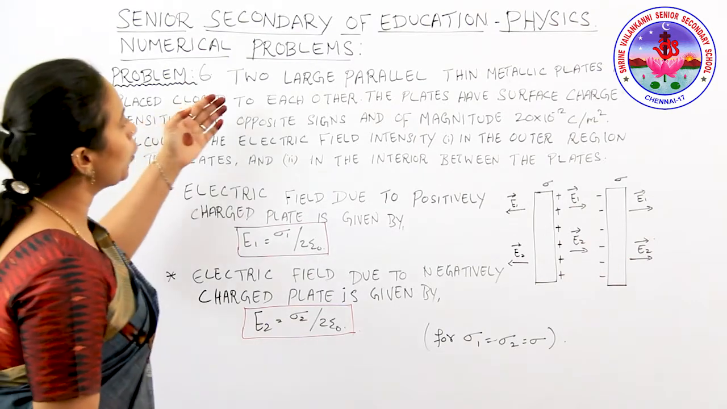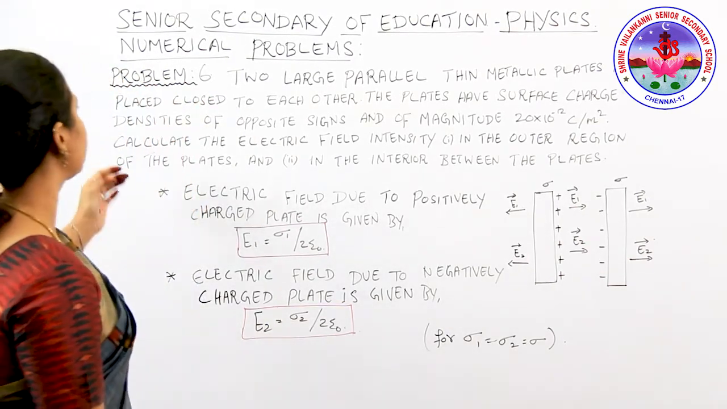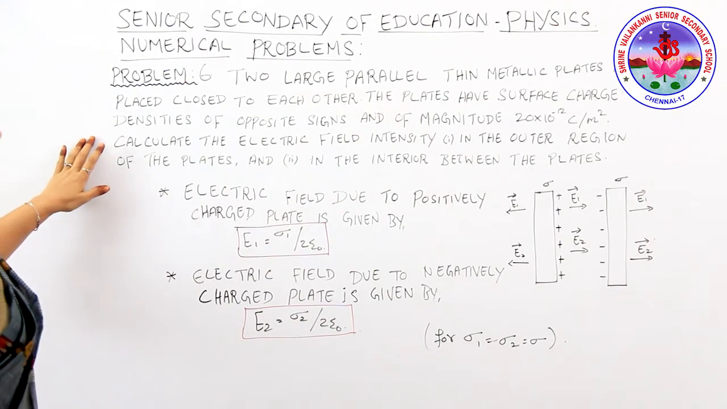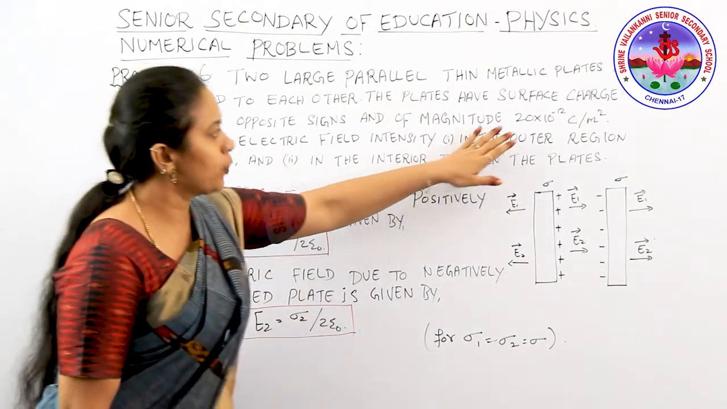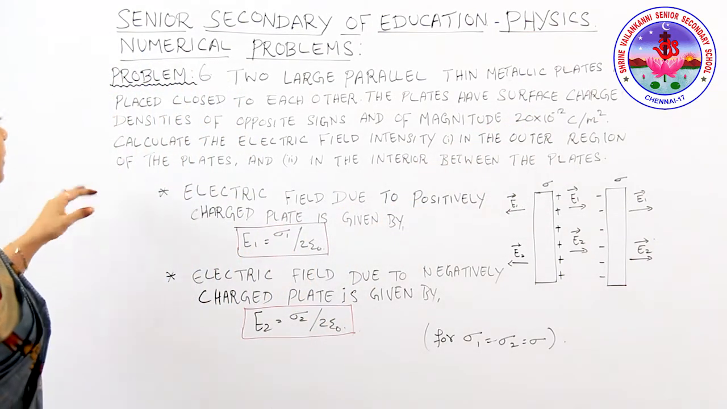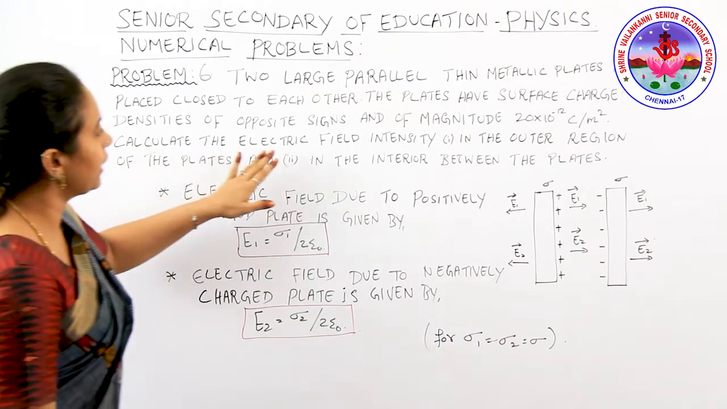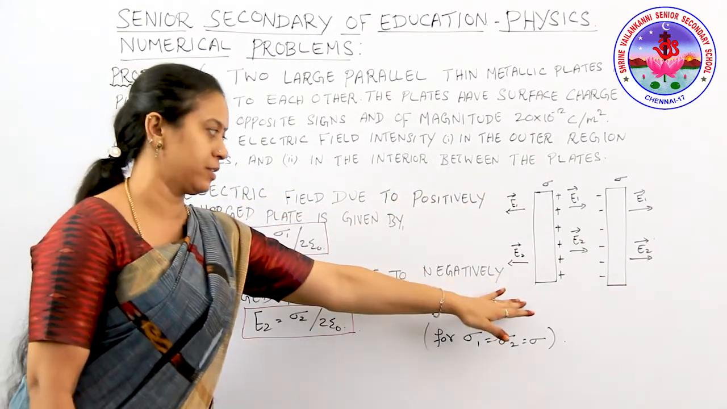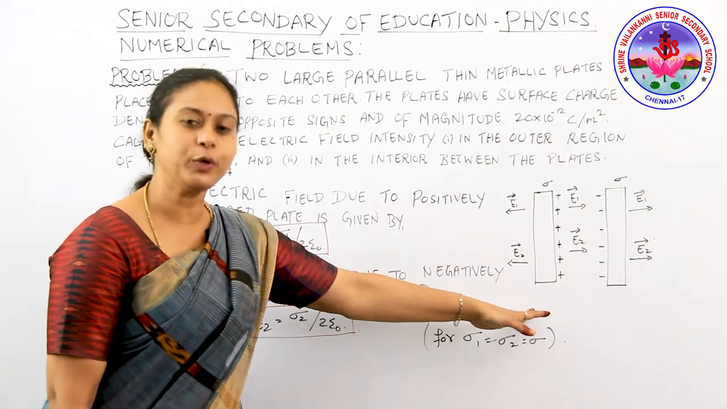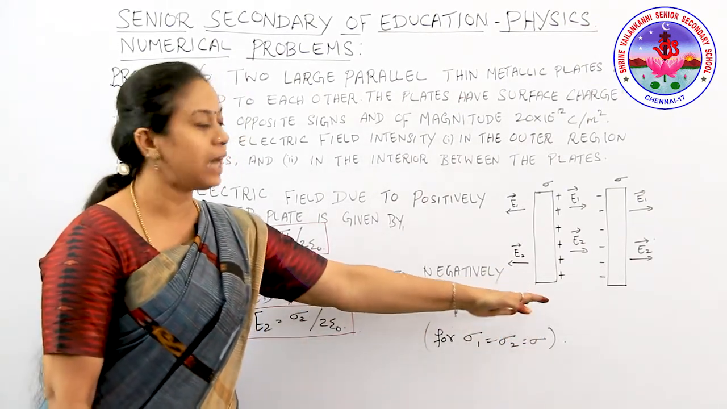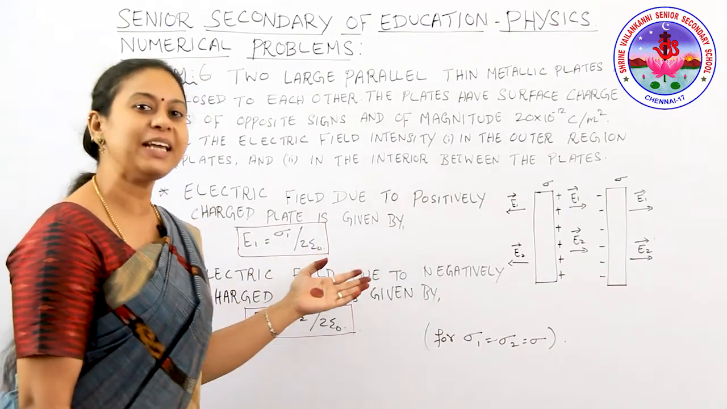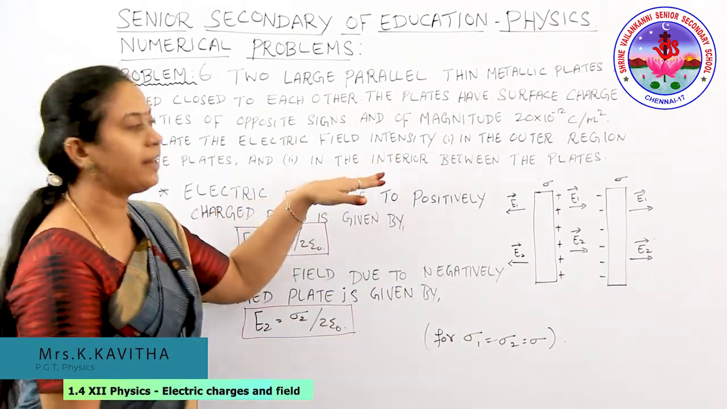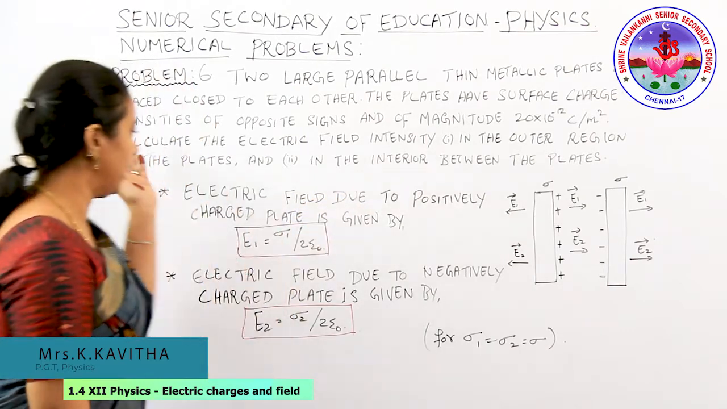Problem 6. Two large parallel thin metallic plates are placed close to each other. The plates have surface charge densities of opposite sign and magnitude 20 into 10 power minus 12 coulomb per meter square. Now we are going to calculate the electric field intensity of the outer region of the plates and the inner region of the plates. For this also, children, you have to recollect the theory part of the application of Gauss law. So this is the application of Gauss law to parallel plates. Here the outer region and the inner region both we are going to calculate.